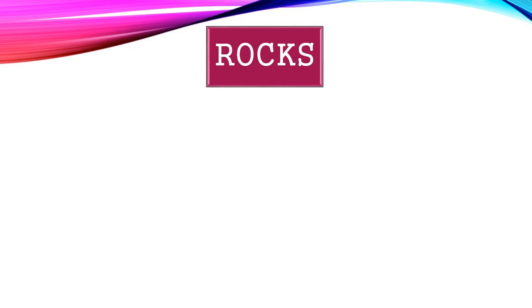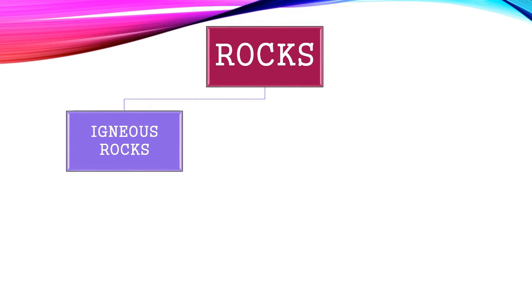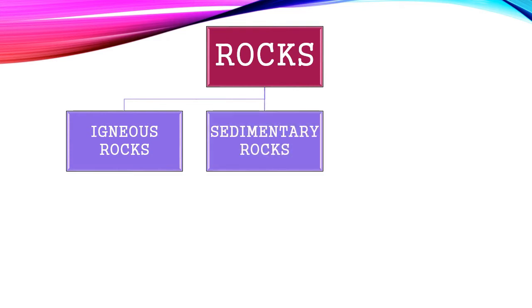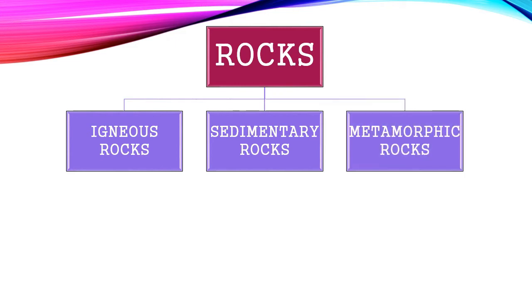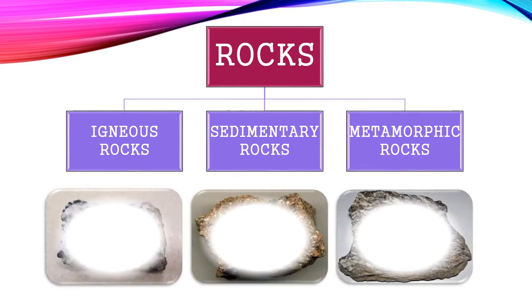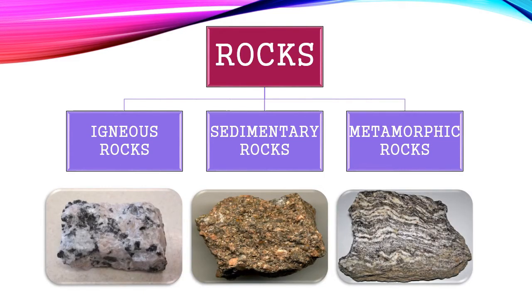Based on these categories, we can define three primary types of rocks. Rocks can be classified into three types. First is igneous rocks, next is sedimentary rocks, and third is metamorphic rocks. We will understand them one by one in detail, again point wise.